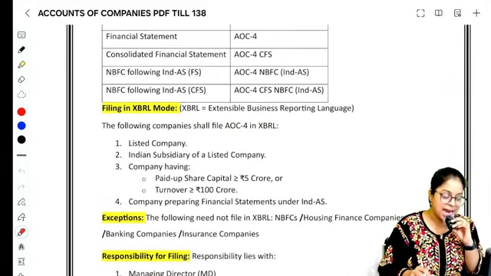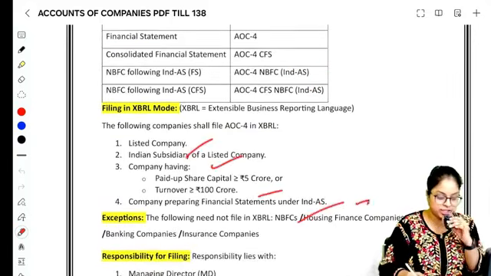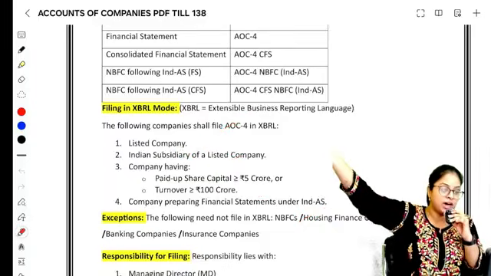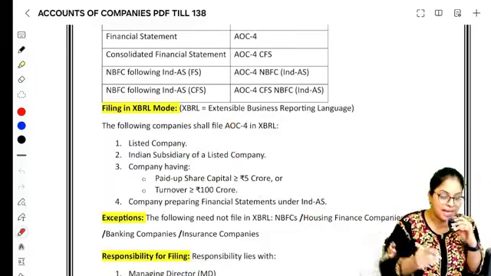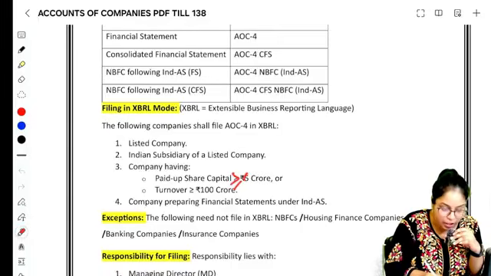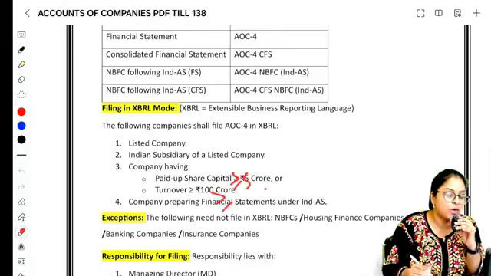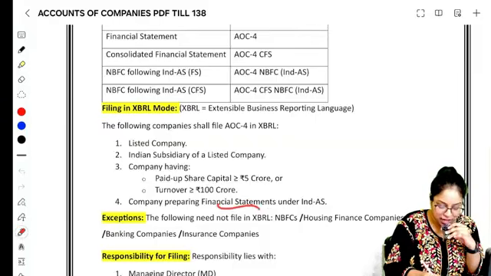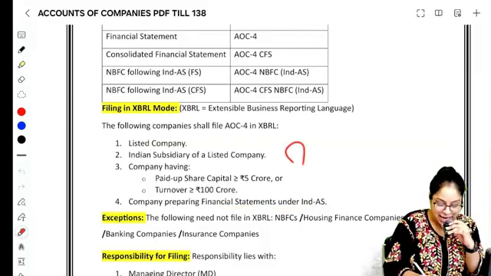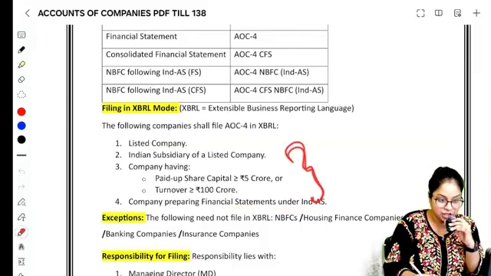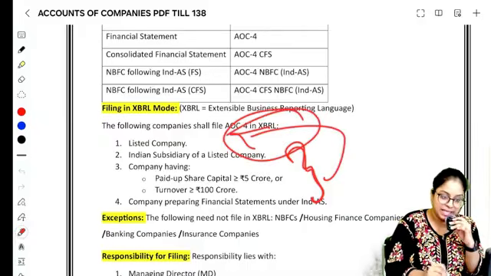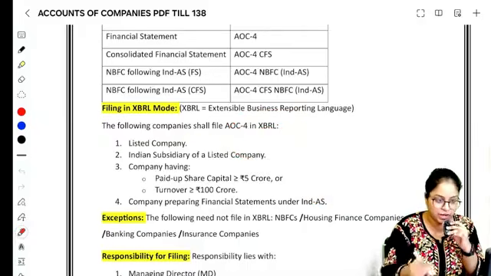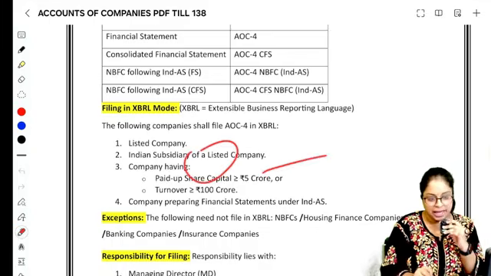And in case you come under any of these categories, that is you are either a listed company, or an Indian subsidiary of a listed company, or a company having paid up share capital of more than or equal to 5 crore or turnover of more than or equal to 100 crore, or a company which prepares its financial statement based on Ind AS, in any such case, your AOC should be in XBRL form. What is XBRL? Extensible Business Reporting Language. Your AOC 4 should be in XBRL, right?